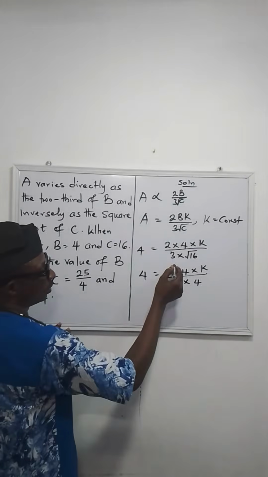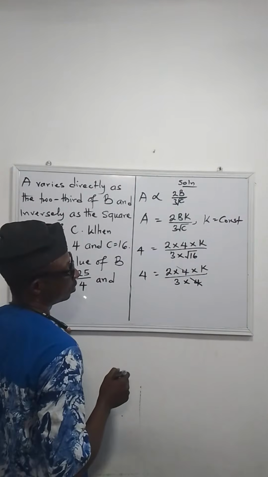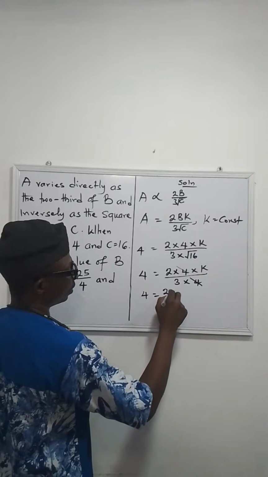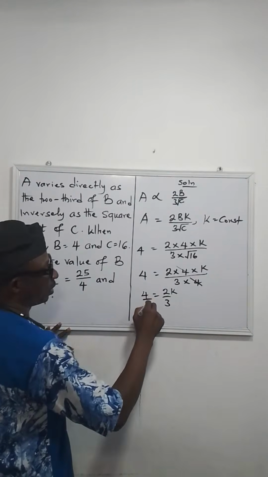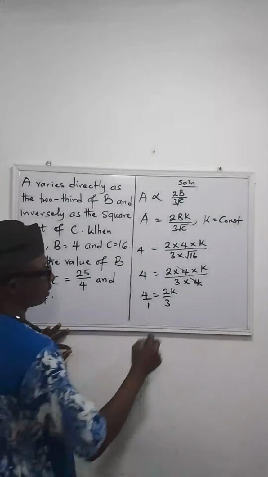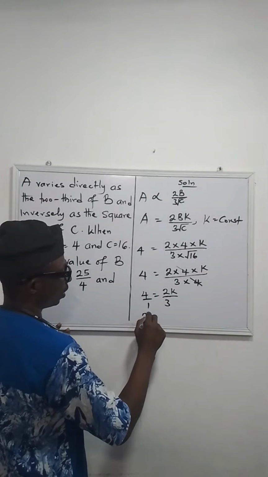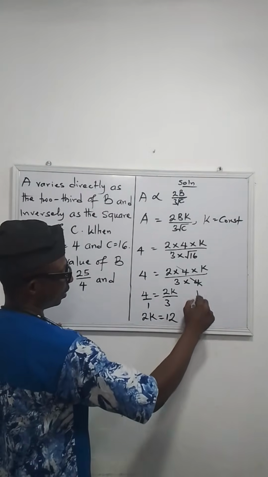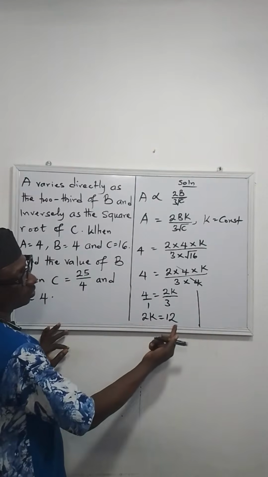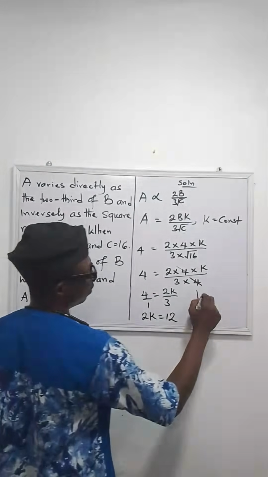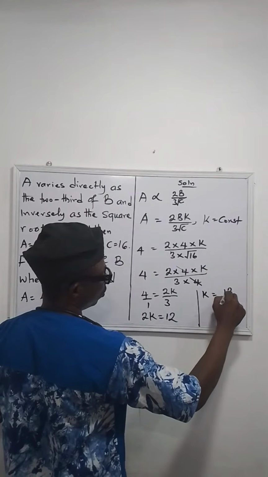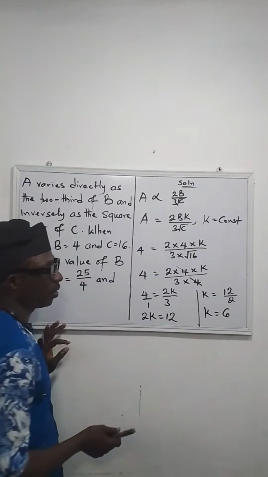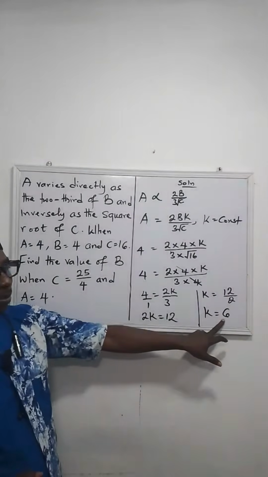Now we cancel this. What we now have is 4 equals 2/3 K. Here you can cross multiply. When you cross multiply, you have 2K equals 12. Divide both sides by 2, so we have K equals 12/2, and so K equals 6. So now we have the proportionality constant.